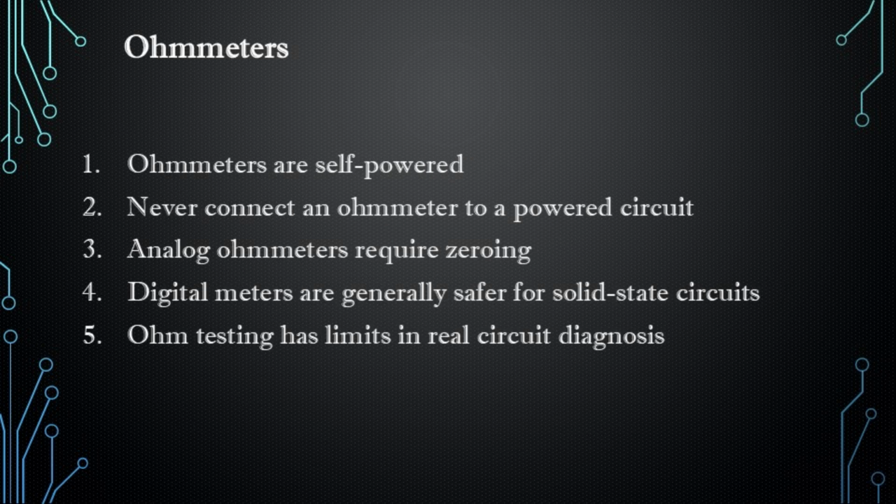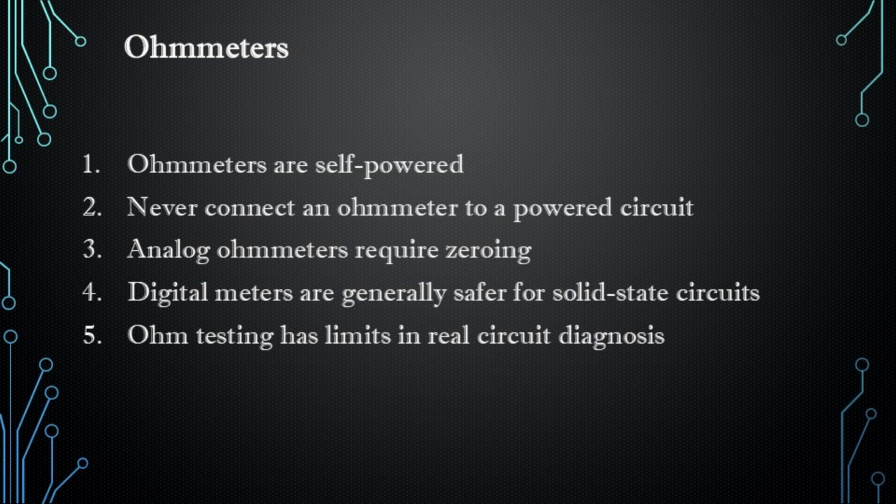Slide 10. Ohm meters. Now let's talk about the ohm meter. An ohmmeter is self-powered. That means it uses its own internal battery to apply a test signal through the component or circuit being measured. Because of that, an ohm meter must never be connected to a powered circuit. That is another hard rule. If outside voltage is present, the reading will be wrong. And depending on the situation, the meter or the circuit can be damaged.